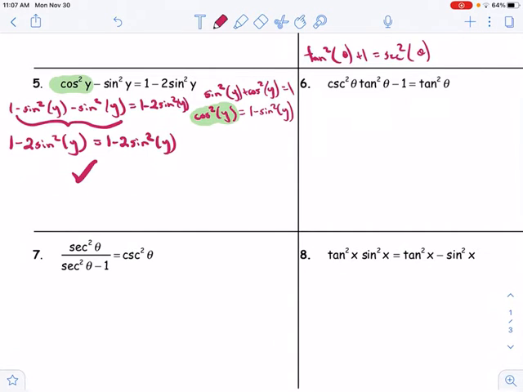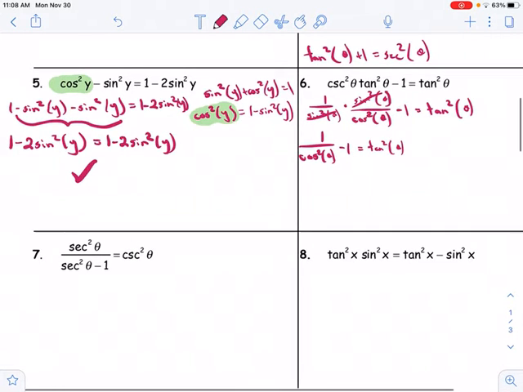Problem 6, I'm going to try to set everything to sine and cosine and see where I get. Cosecant squared theta is the same thing as 1 over sine squared theta. Tangent squared theta is sine squared theta over cosine squared theta. Minus 1 equals tangent squared theta. Here I can see that these cross out. So I have 1 over cosine squared theta minus 1 equals tangent squared theta.